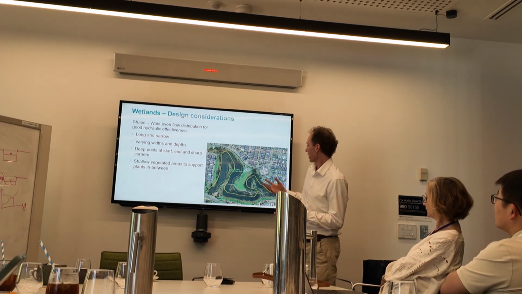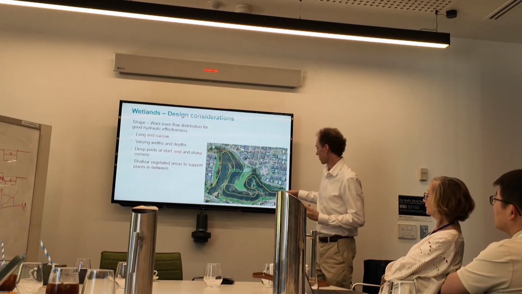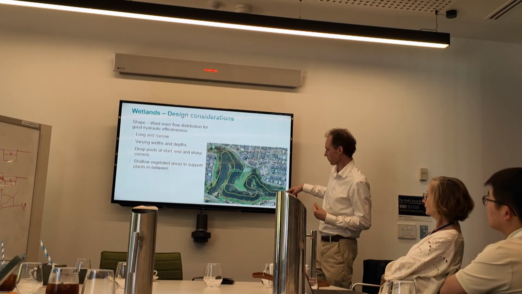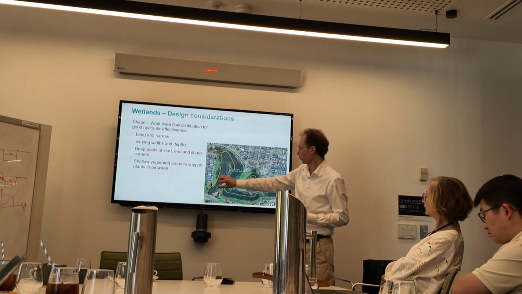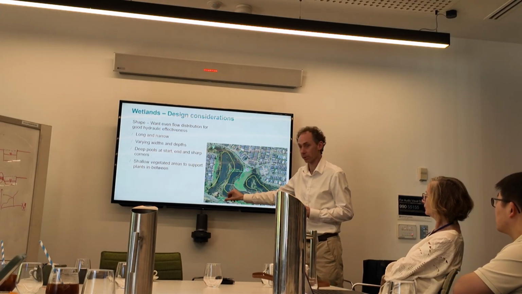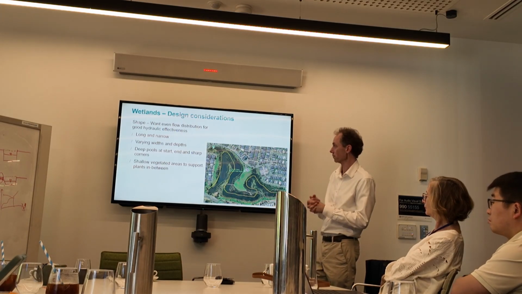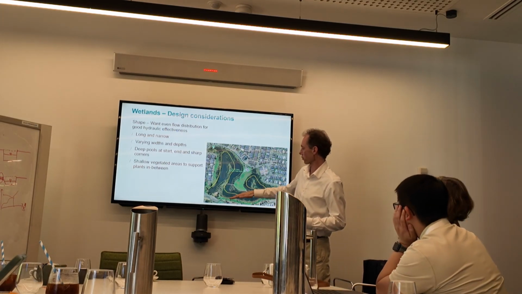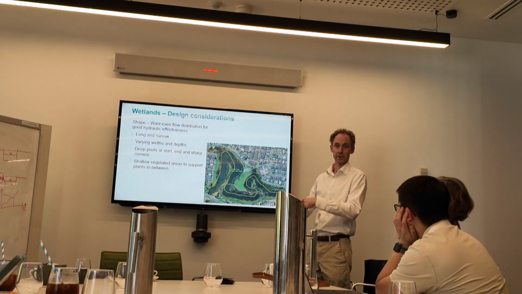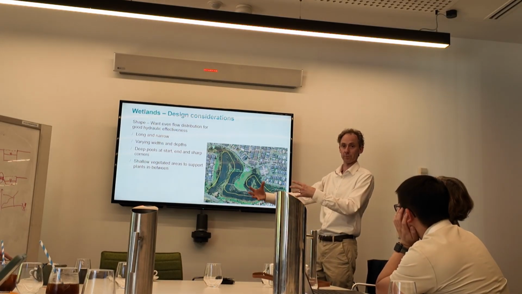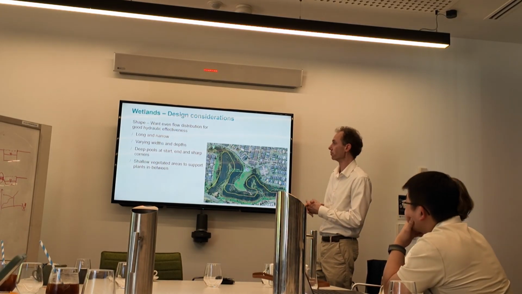So shape, we want that even flow distribution. So this is the one I had up before, I think. So an example, we've got this long sort of skinny serpentine shape to try and make sure that the water is evenly distributing across the whole system. Again, we've got the varying widths and depths also to try and get that even flow distribution and provide opportunities for different plants to grow.